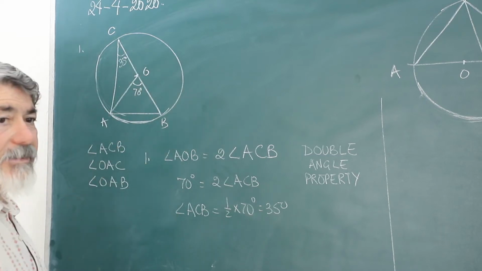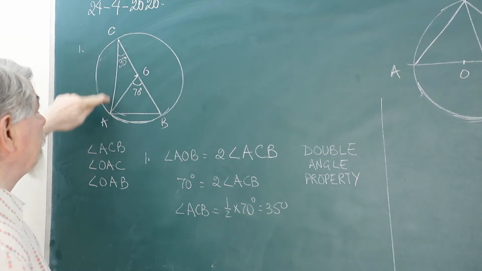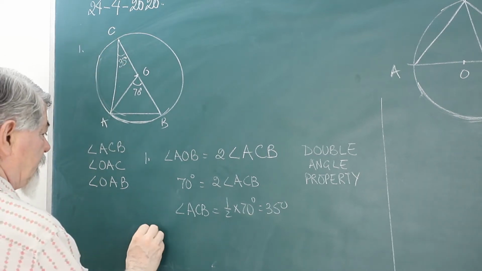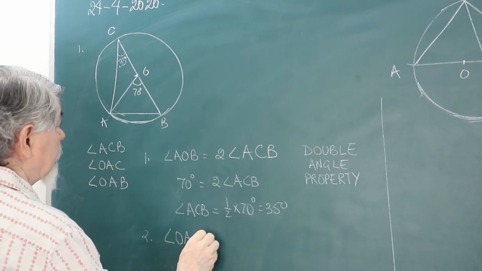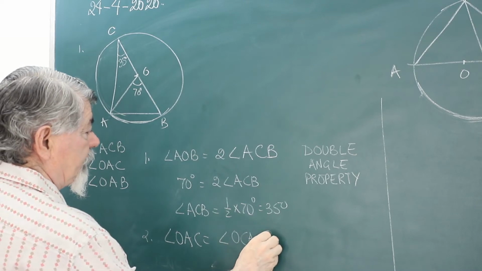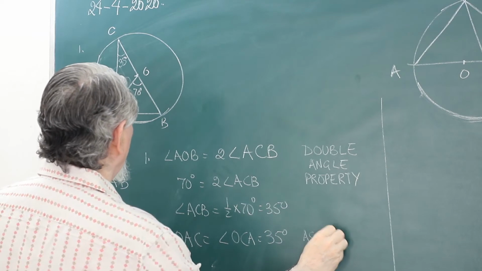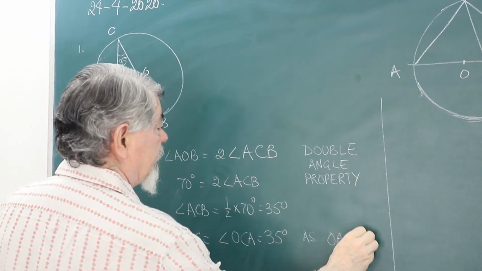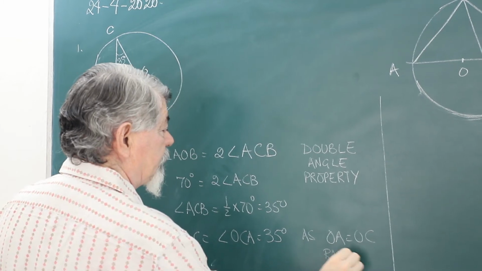We get the angle ACB as 35 degrees. Now he says find angle OAC. I would say angle OAC is equal to angle OCA, which is equal to 35 degrees, as OA is equal to OC, radii of the same circle.